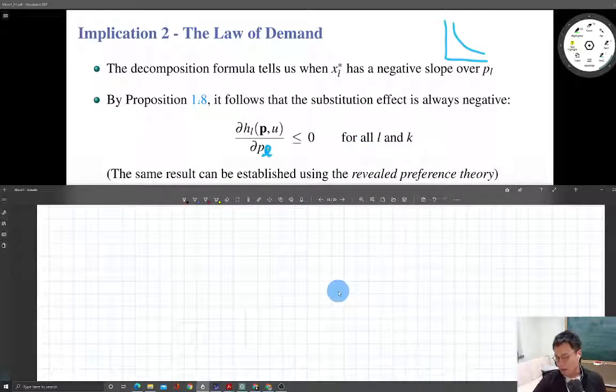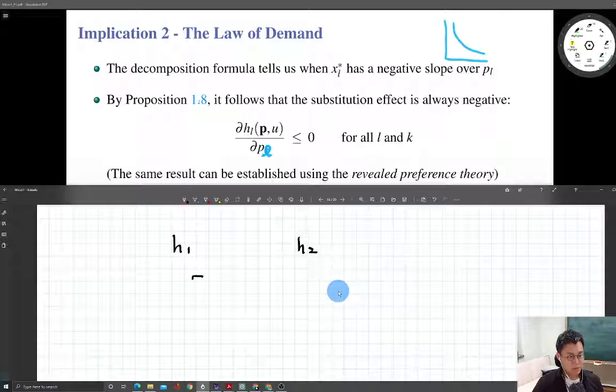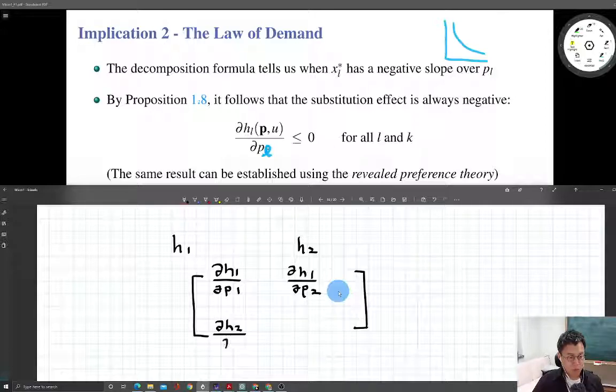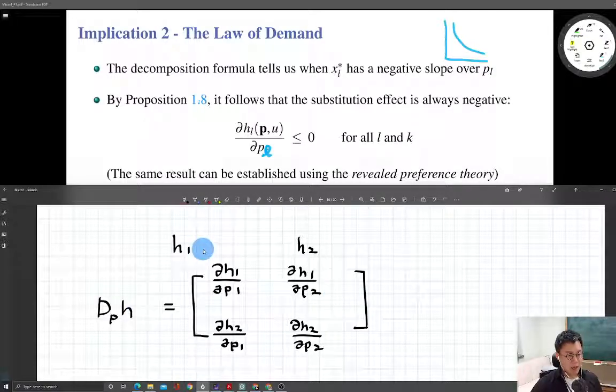Because I think that can be best illustrated in the case of two goods. In the case of two goods, we have demand for good 1 and demand for good 2, so this derivative matrix is going to be 2 by 2. The derivative of H1 with respect to P1, and of H1 with respect to P2, and the derivative of H2 with respect to P1, and H2 with respect to P2. That is the derivative matrix of Hicksian demand with respect to P, because Hicksian demand has two components, and it has two prices, so the derivative is going to be a 2 by 2 matrix.